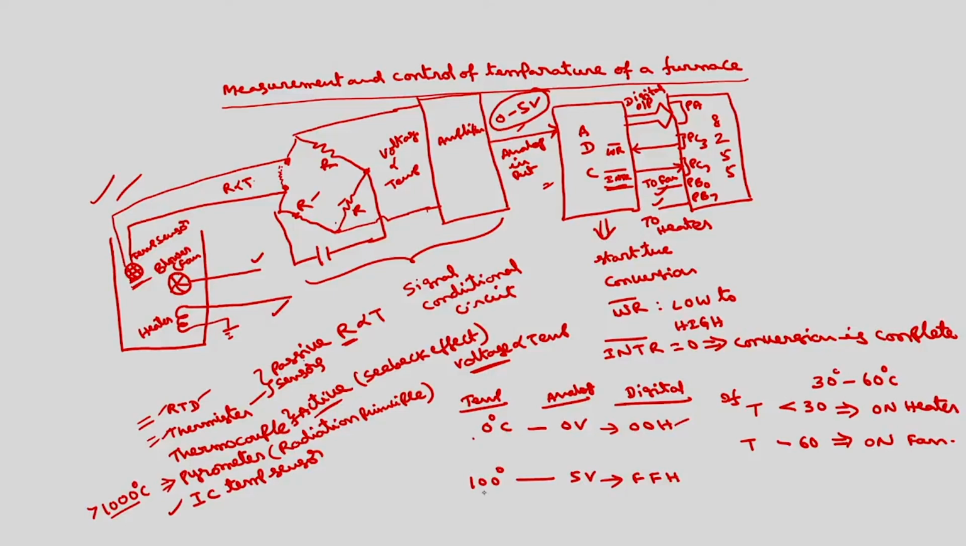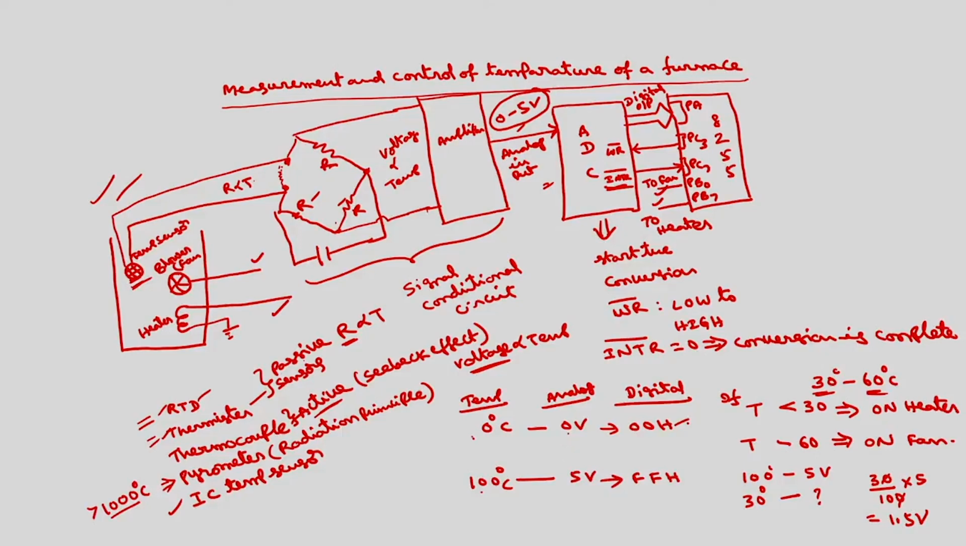So if 0 degrees corresponds to 00H and 100 degrees corresponds to FFH, what will be the digital equivalent of 30 degrees and 60 degrees? It depends upon the resolution of the A to D converter, right? Here 0 degrees corresponds to 0 volts, and 100 degrees corresponds to 5 volts. So we can compute for 30 degrees. 100 degrees is 5 volts, so 30 degrees is 30 by 100 into 5 volts. This will be 1.5 volts.